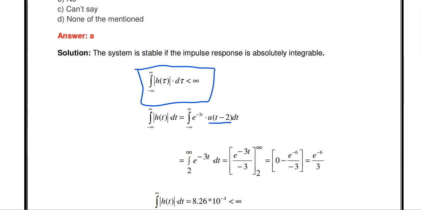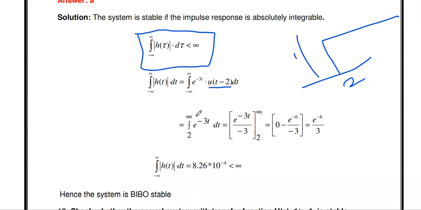The u of t minus 2 means this signal is available only for the time from t equal to 2 to infinity. That's why in the integration limit, we have to restrict to 2 to infinity. The minus infinity to infinity is reduced to 2 to infinity since e power minus 3t is multiplied with u of t minus 2. So if you are integrating this part, e power minus 3t by minus 3 with the limit 2 to infinity.